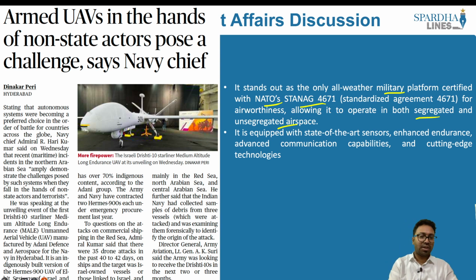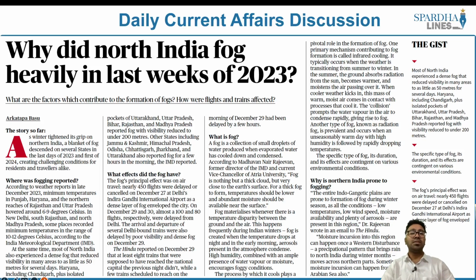Now let's look into the next article. This article here is speaking about fog in the North Indian part. So what is fog? Fog generally is water vapor that is collected in the air. When the temperature is very cold, when we have very low temperature, when this water vapor is evaporated, because it is cold, it gets locked into that particular area.